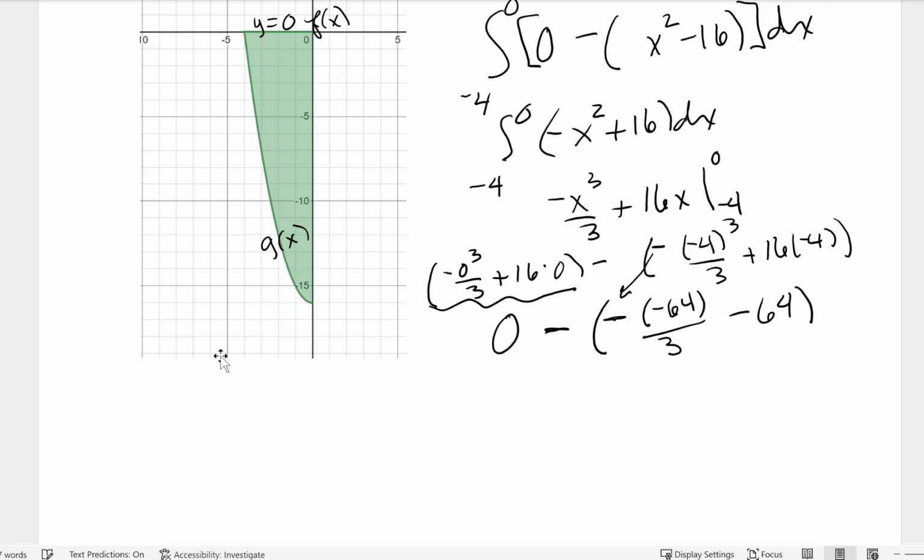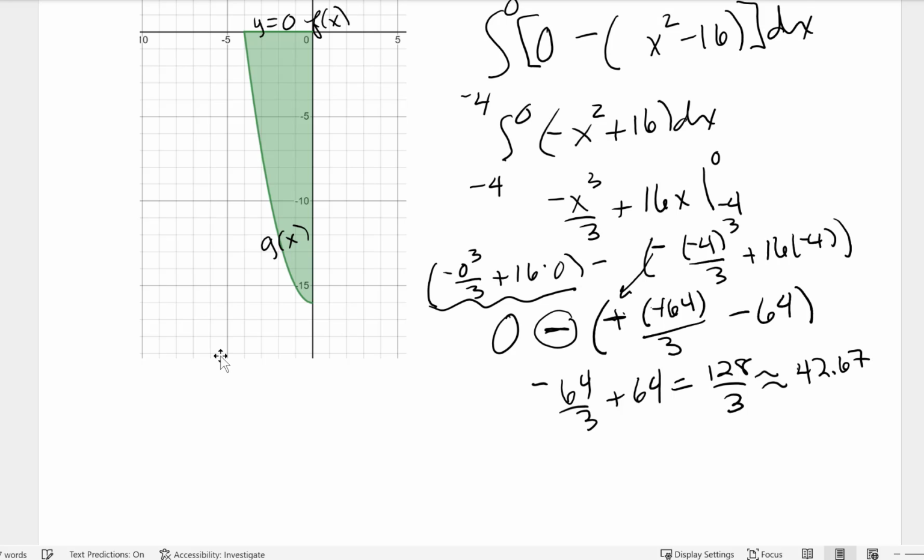I just want you to see all these negatives. These two negatives, negative, negative, let's make that a positive. So then this negative I can distribute. So I have negative 64 over 3 plus 64. I'm first going to write it as a fraction, which is 128 over 3, because that's the exact answer. And then if I make it into a decimal, then it's going to be approximately 42.67.